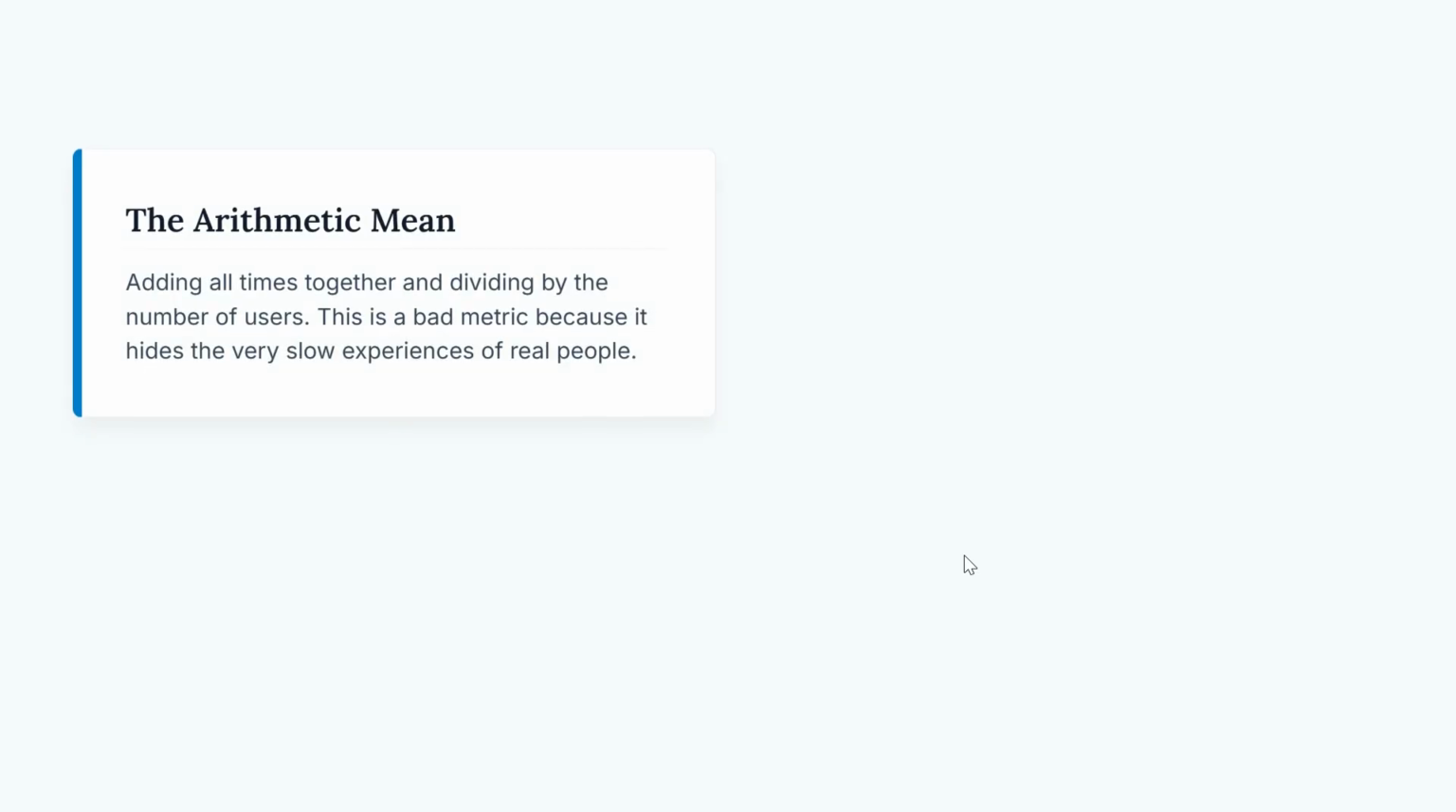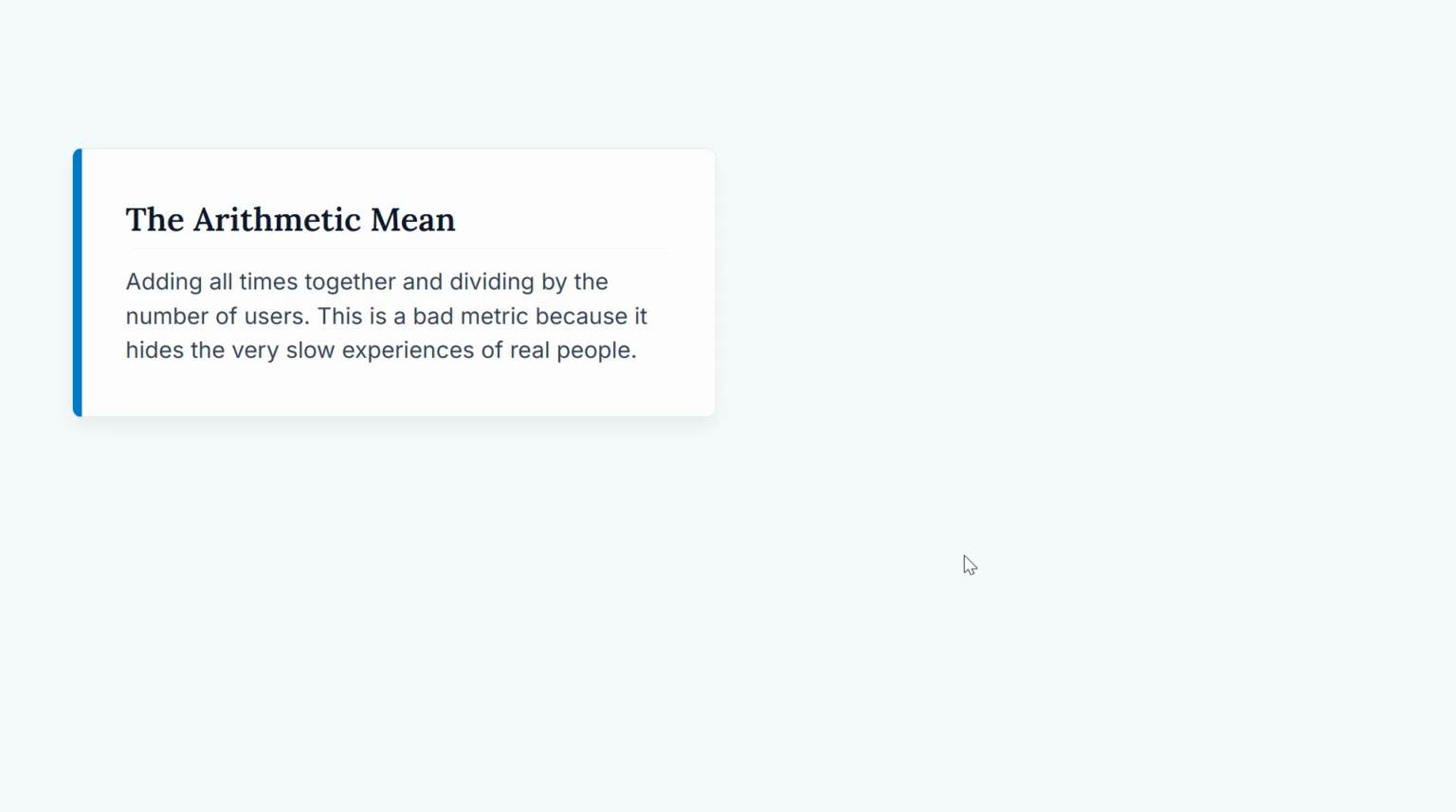Because response times are always changing, companies often proudly report their average response time. But average is a very bad metric. The normal average is called the arithmetic mean. You add up all the times and divide by the number of users.